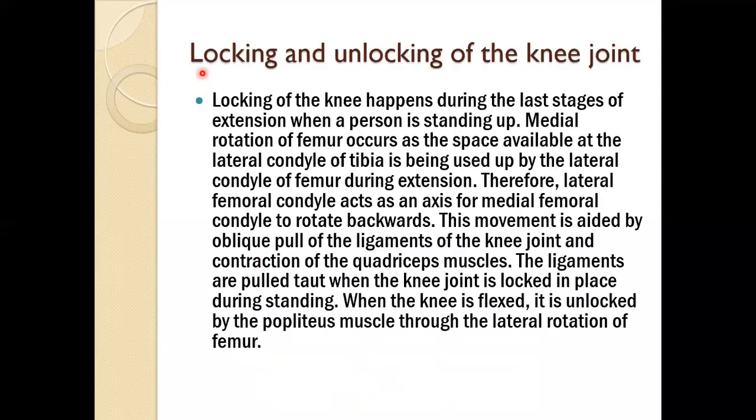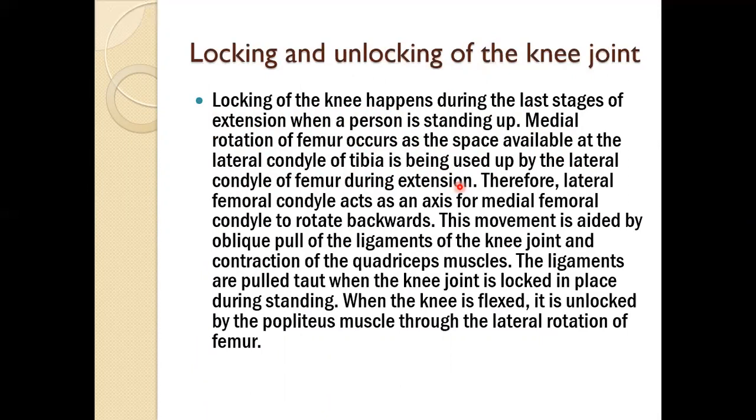Now, it is one of the important topics, the locking and unlocking of the knee joint. The locking of the knee joint happens during the last stages of the extension when a person is standing up. What occurs in locking is the medial rotation of the femur. It occurs as the space available at the lateral condyle of the tibia is being used up by the lateral condyle of the femur during the extension.